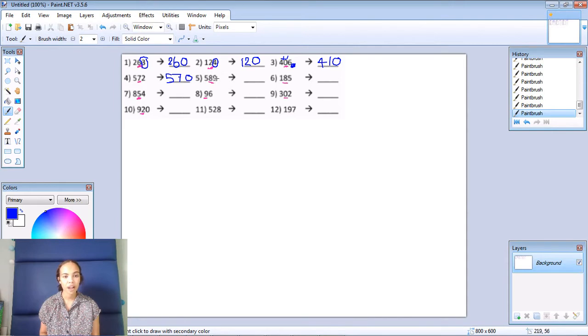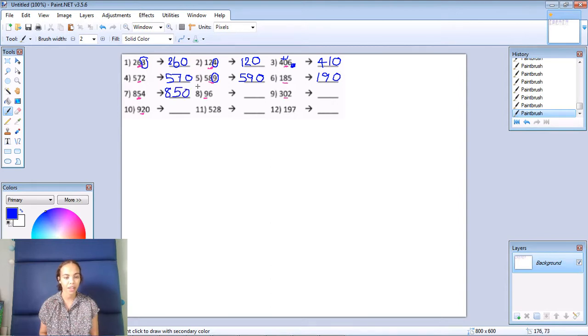Here we have 5 or more in the units column. That is 590. Okay, 5 or more. Yes, that is 5 or more. So that's 190. Okay, 5 or more in the units column. Nope. Okay, well that just stays the same.